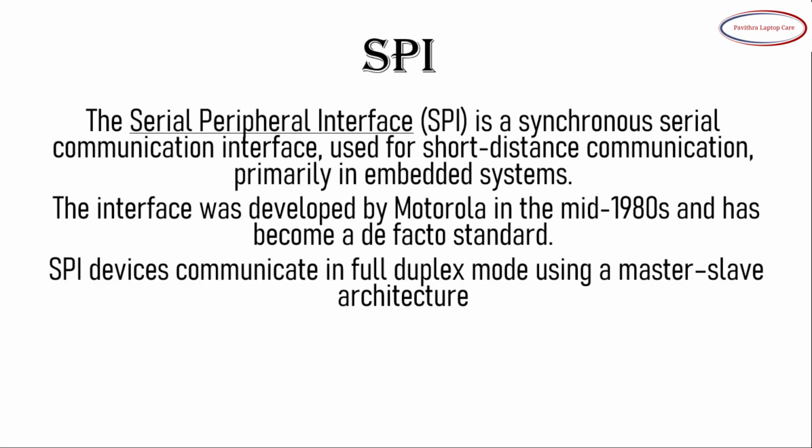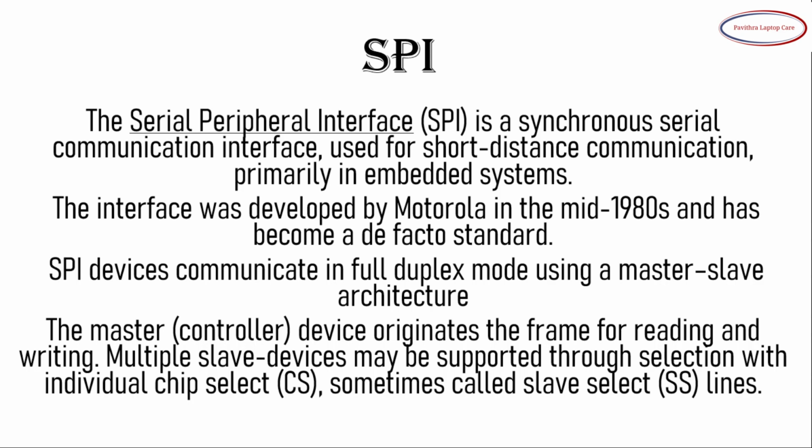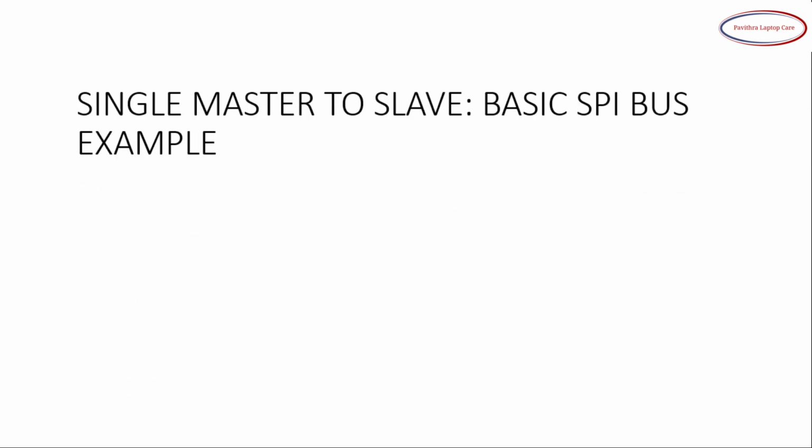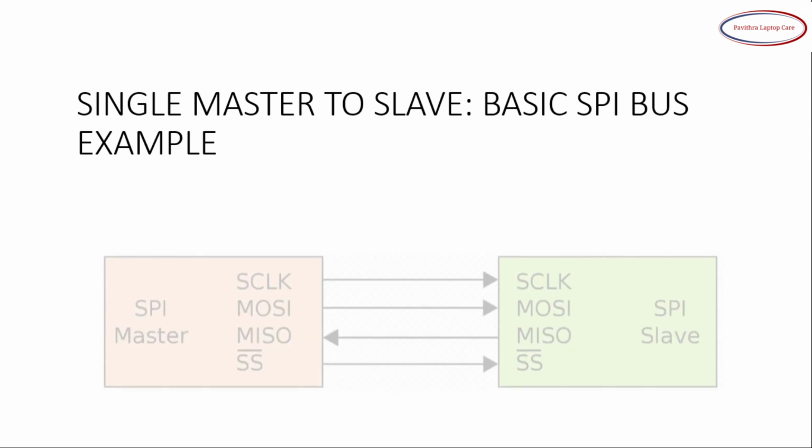SPI devices communicate in full duplex mode using a master-slave architecture. The master controller device originates the frame for reading and writing. Multiple slave devices may be supported through selection with individual chip select. You know that CS in BIOS chip is sometimes called slave select. Okay, that CS also is called SS line. Single master to slave, basic SPI bus example.